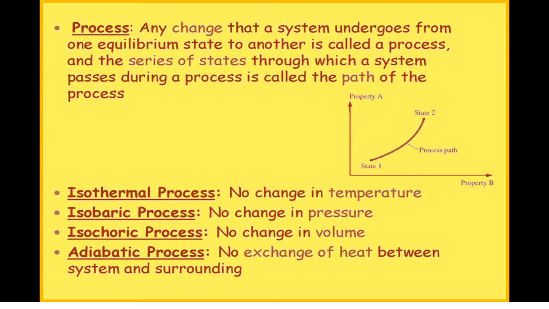Let me explain directly what the path means. It is the pairs of magnitudes of property A and property B that are in progress when the system goes from state number 1 to state number 2. And look, you can see this classification of the possible processes.